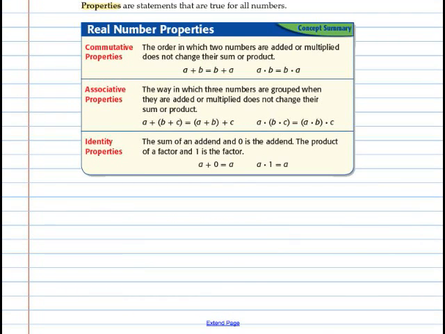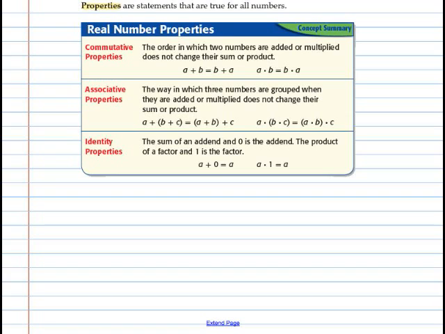Properties are statements that are true for all numbers. These are the commutative property, that says the order in which you add or multiply numbers does not change the sum or the product. A plus B is the same as B plus A. A times B is the same as B times A.